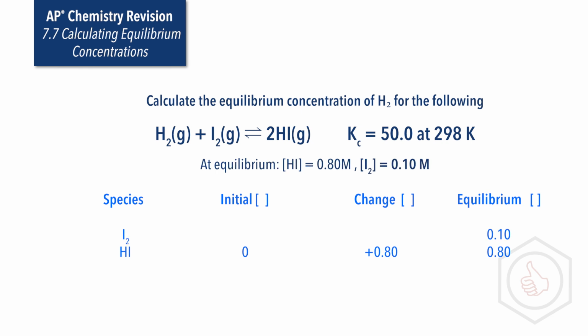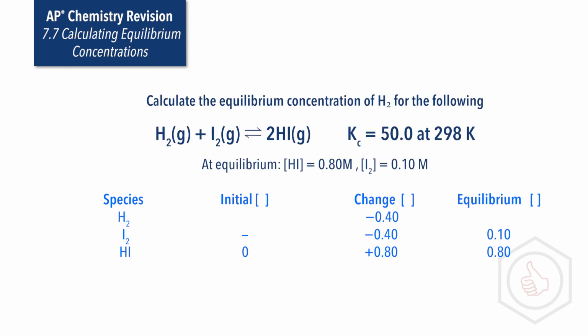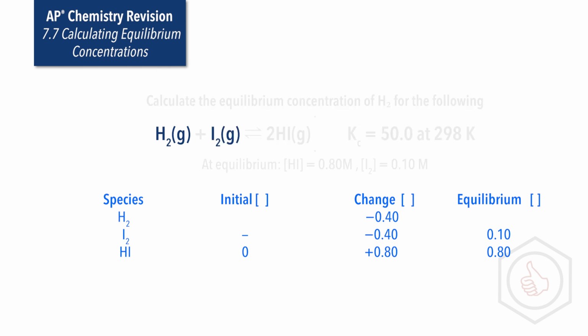Well, if HI increased by 0.8 molar, then the concentration of I2 must have decreased by 0.4 molar, because the ratio of I2 to HI is 1 to 2. So if the concentration of HI increases by 0.8, the concentration of I2 must decrease by 0.4. This means the initial concentration of H2 will have decreased by 0.4 molar as well, because the ratio of H2 to I2 is 1 to 1.